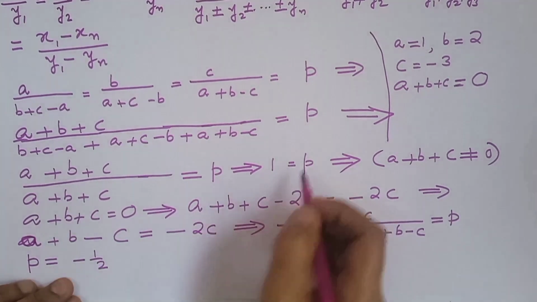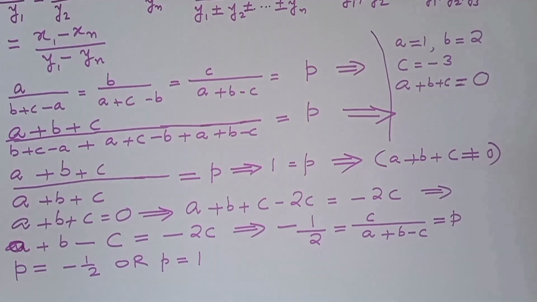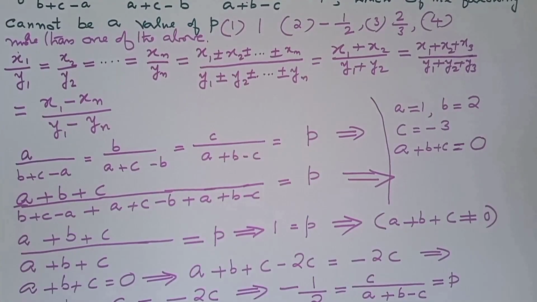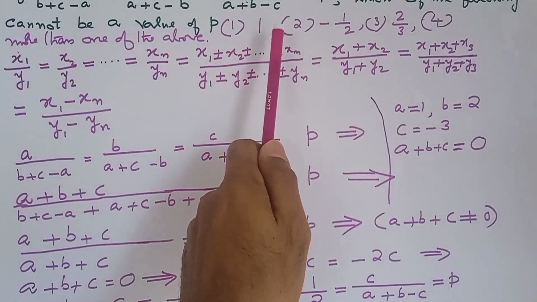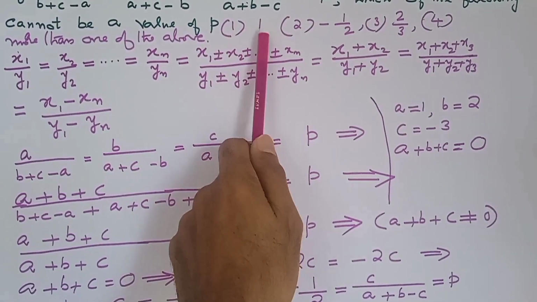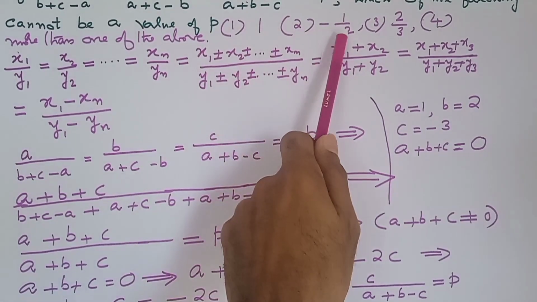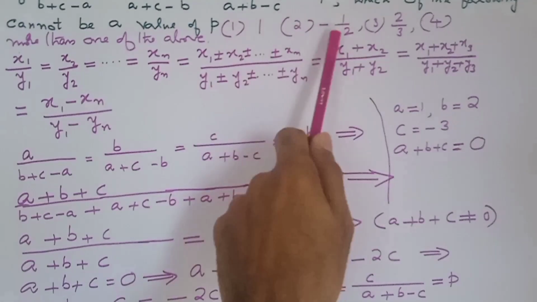And already we have seen P is equal to 1. So P can possibly have two values. One is 1, the other is minus 1 by 2. So we have found out two values of P. Look at the options. The first option is 1. Second option minus 1 by 2. These are the values we had found out, either this or this.